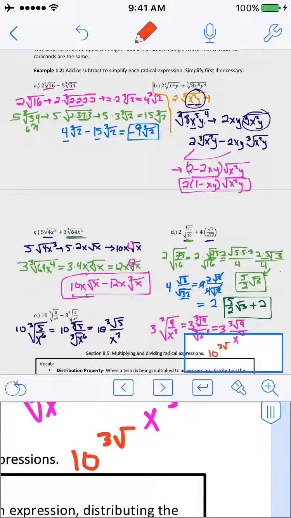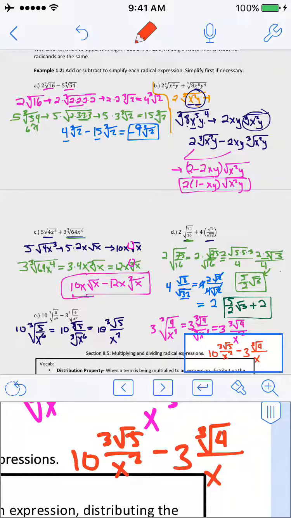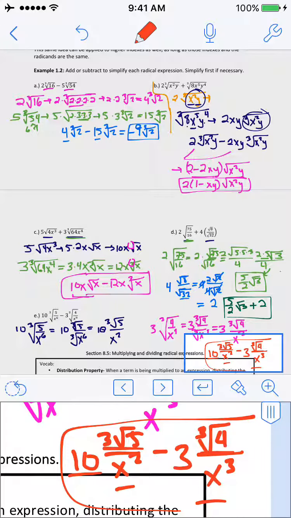10 cubed root of 5 over x squared minus 3 cubed root of 4 over x cubed. I got unlike terms, I got coefficients that I can't add. So that's my final answer.